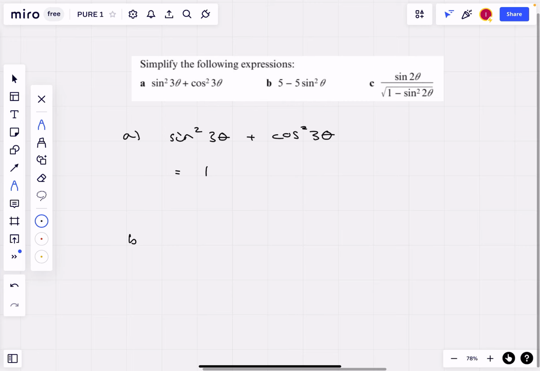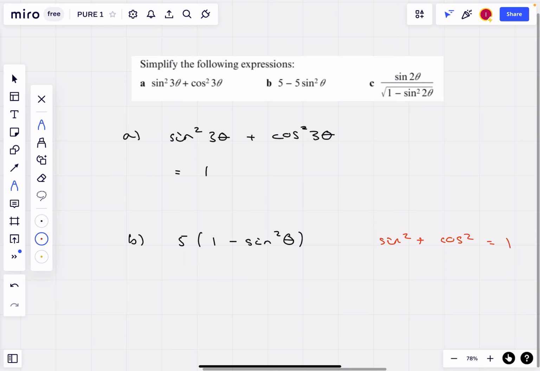Okay, B. 5 minus 5 sine squared. Okay, if we factorize out the 5, what are we left with? 1 minus sine squared. And now you can use identity number 1. Sine squared plus cos squared equals 1.